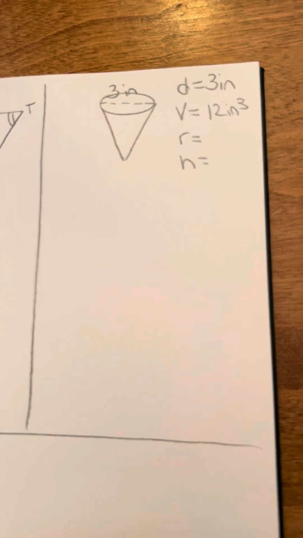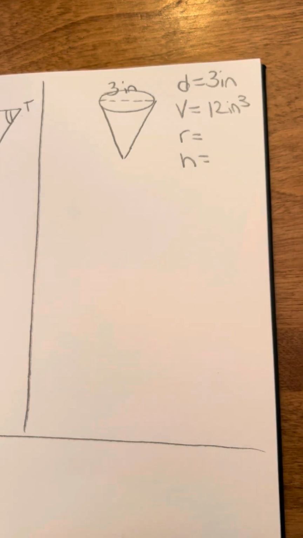Everybody. This question was from Meech, I think I'm pronouncing it correctly. So thank you for asking me how to come up with the height for the volume of 12 inches cubed on this cone with a diameter of 3 inches. So I kind of just drew out what the picture would look like.